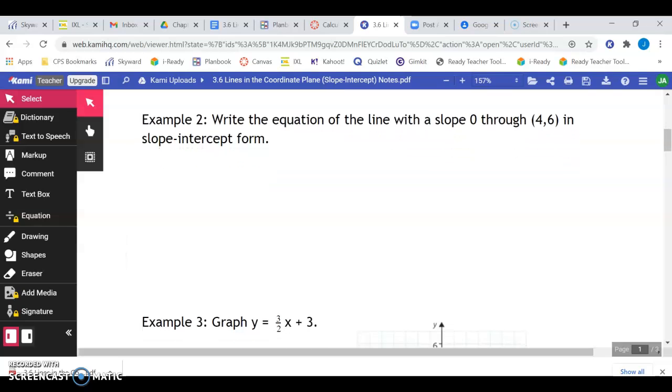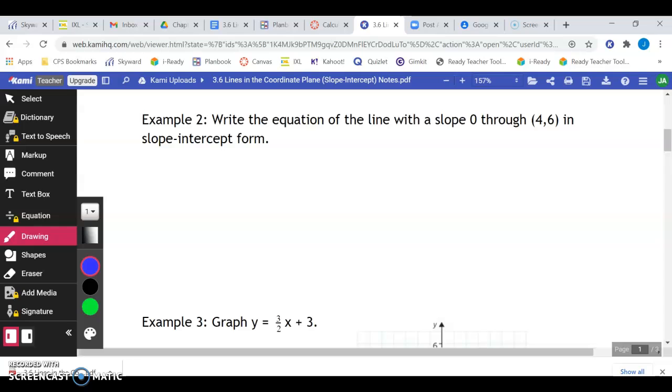All right, example 2 says write the equation of the line with a slope of 0 that passes through 4, 6 in slope-intercept form. So this problem is similar to example 1, except for we already know the slope. So step 1 is already done for us. So we can plug in y equals 0x plus b. That's what we know by being told the slope is 0. Now we're going to plug in the x and y values, 4 and 6. So y is 6 equals 0 times 4 plus b. 0 times 4 is 0. 0 plus b is going to be 6. So b equals 6 here.